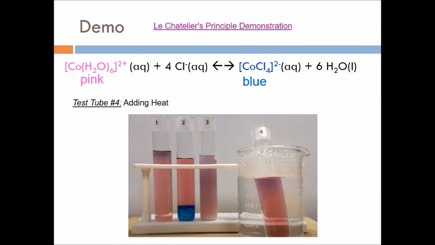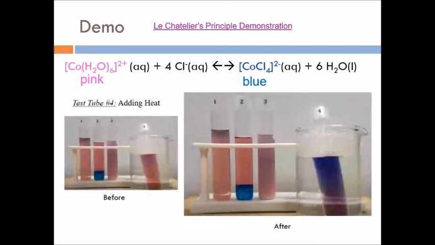Adding heat. So this is the easiest way to figure out if it's exo or endothermic. All right, I'm starting here. It's kind of pink. I'm adding heat. Guess what? It turned blue. So in order for it to turn blue, it has to shift to the right. That means the heat must be over here. It must be endothermic. So adding the heat shifted and made it turn blue.